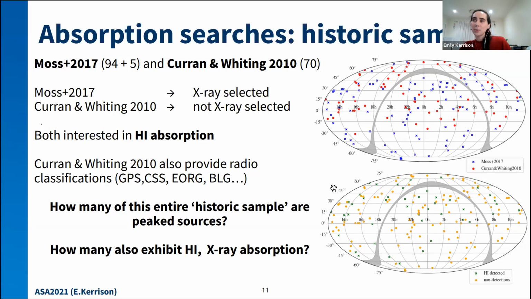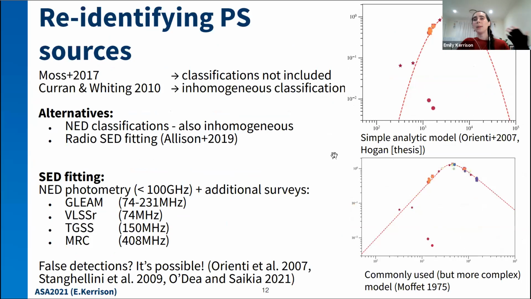Now, what I really want to ask with this historic sample is how many of these are peaked and also how many exhibit various kinds of absorption, how many exhibit H1 and soft X-ray absorption. But to answer these questions, I had to work out first how many sources are peaked. The Moss sample didn't include classifications, and although the Kaur and Whiting sample did, these were drawn from very inhomogeneous sources. So I had two alternatives.